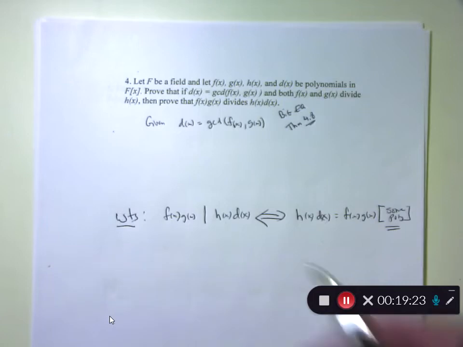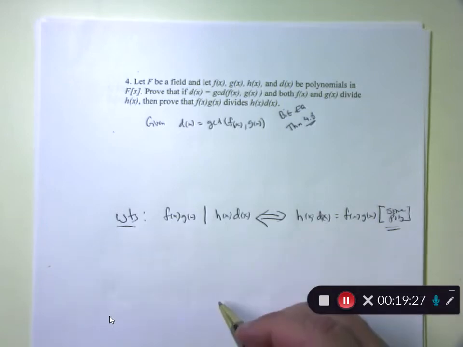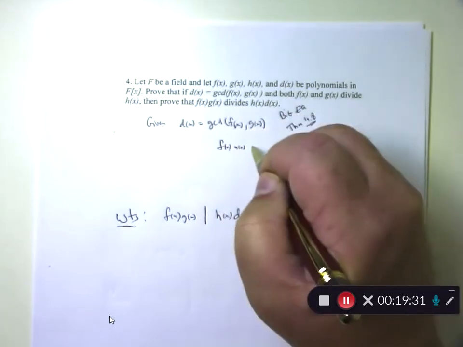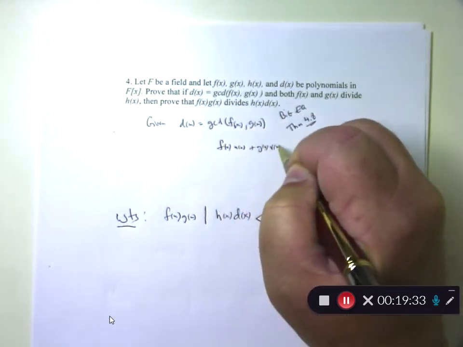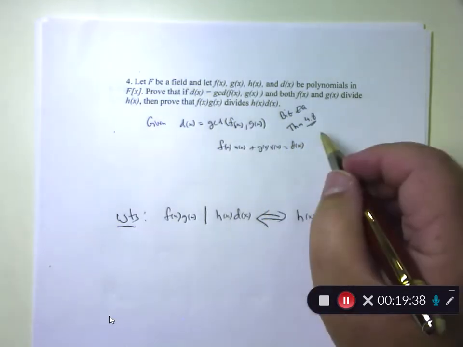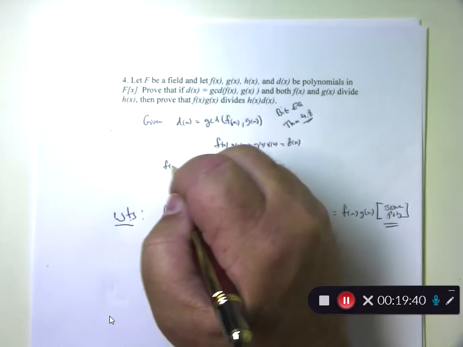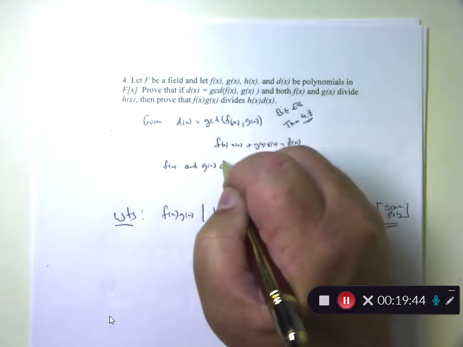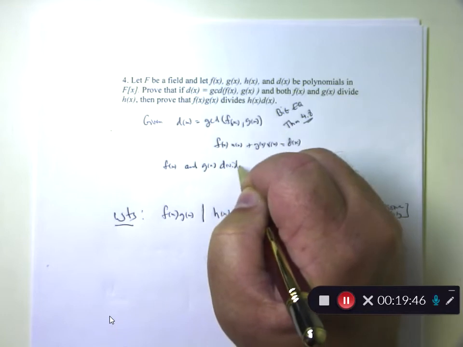So by theorem 4.8, there exist polynomials u of x and v of x, elements of F adjoin x, such that f of x times u of x plus g of x times v of x is equal to d of x. But you're also given that both f of x and g of x divide h of x.